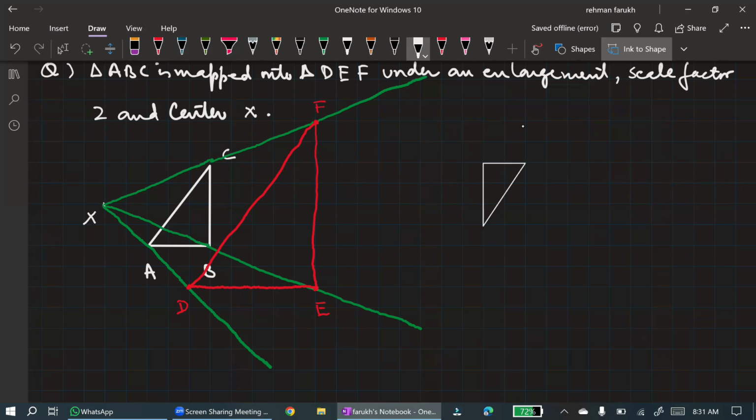This one is the triangle ABC. This one is the center X. Now the question is the same. Scale factor is 2 and the center is X. And the scale factor is minus 2. In this case, the scale factor is minus 2.